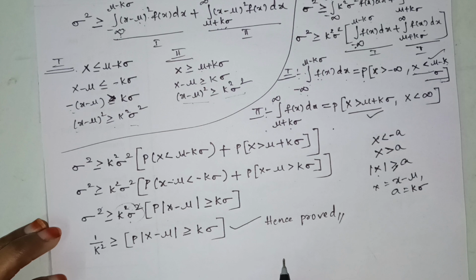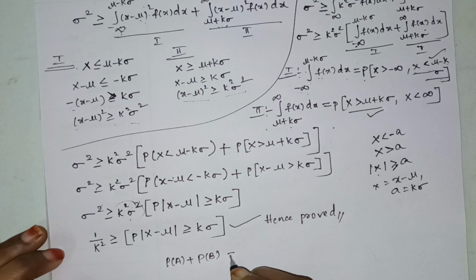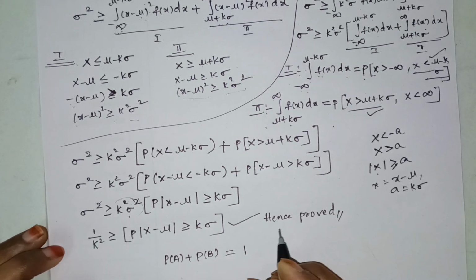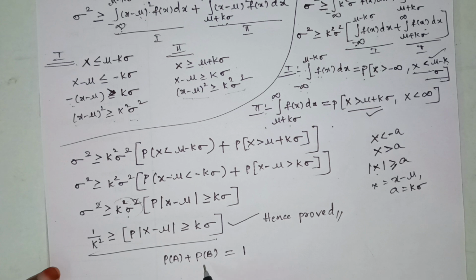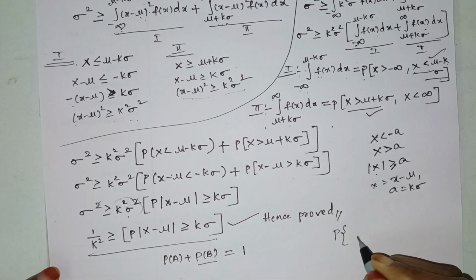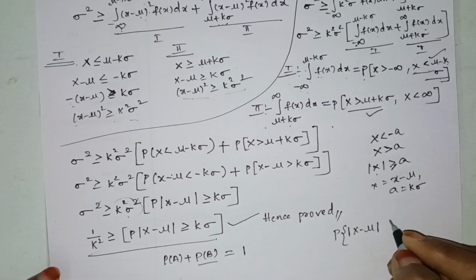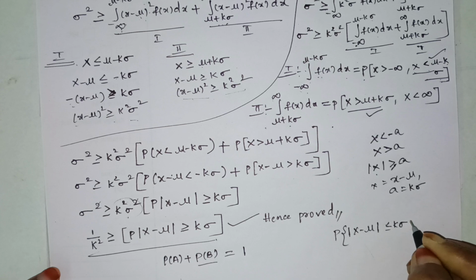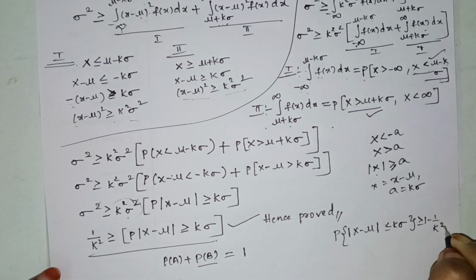And we know that probability of A plus probability of B is equals to 1, right? And if you take the probability of A has this one and probability of B, we need to find out the probability of this one also. X minus mu less than or equals to k sigma greater than or equals to 1 minus 1 by k square.